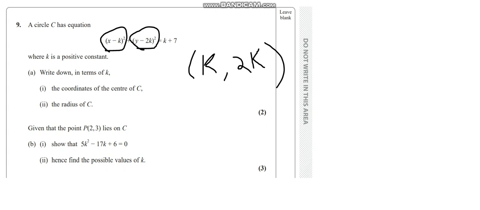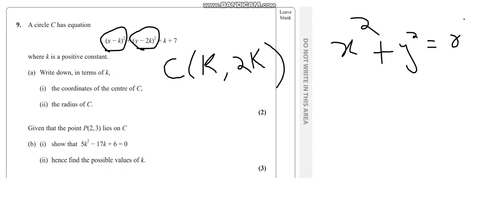Before getting ahead, we have to write a C here just to remind them that this is the center. Don't forget to write that. And now coming to the last part of A, the radius of C. So guys, if you remember the formula from coordinate geometry, it was something like this: x squared plus y squared equal to r squared. So this r here stands for the radius, and we do have it.